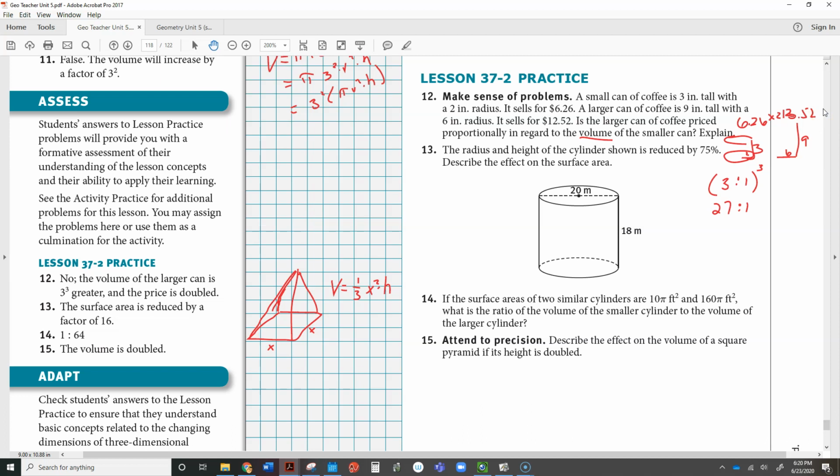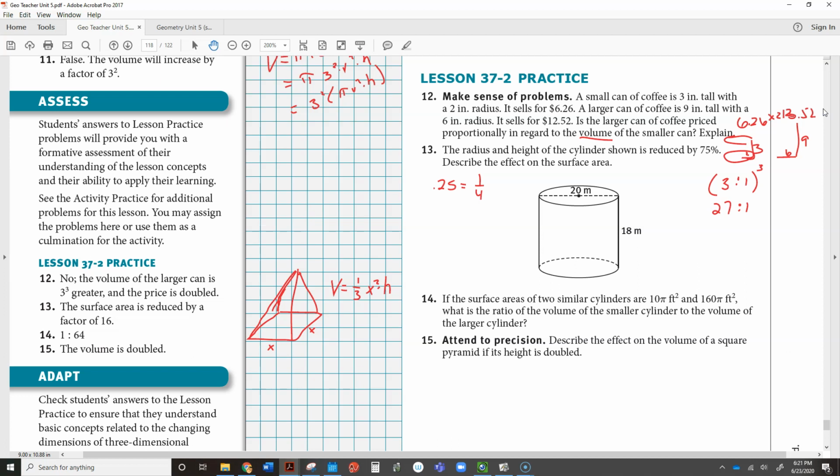Okay, so number 13, the radius and the height of the cylinder are reduced by 75%. So that means our scale factor is 0.25. 75% is how much is leaving, 0.25 is how much is staying. So it's 0.25 or 1 to 4, however you want to look at it. Describe the effect on the surface area.